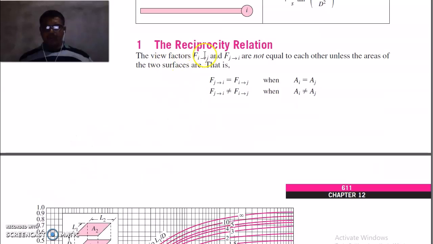The reciprocity relation: the view factors of I to J and J to I are not equal to each other unless the areas of the two surfaces are equal. So J to I is equal to I to J only if the areas of I and J are equal. Otherwise they are not equal if the surfaces are not equal.